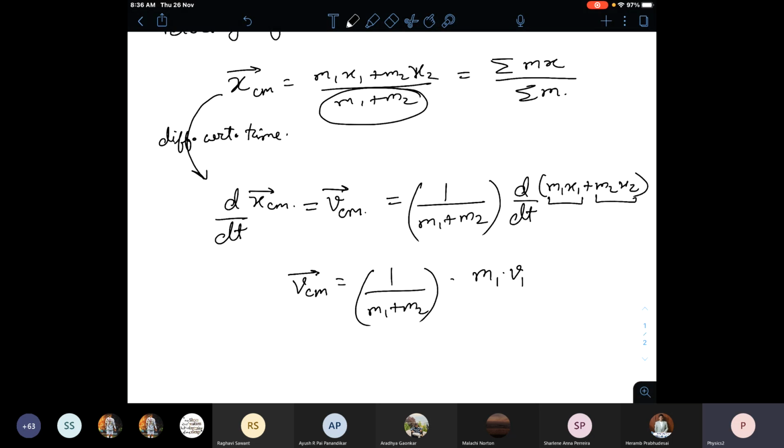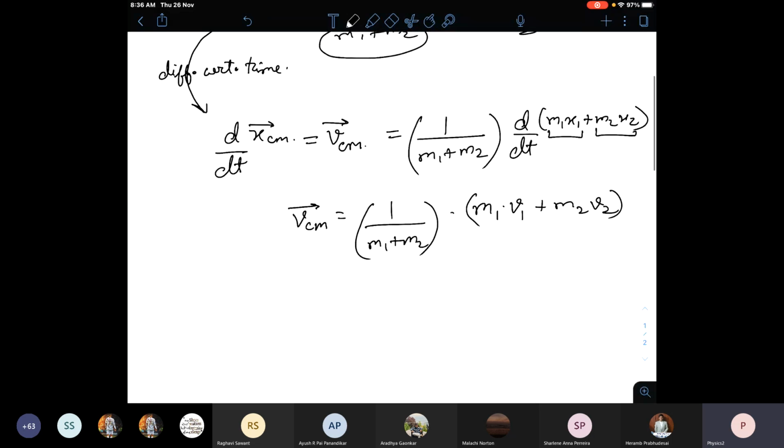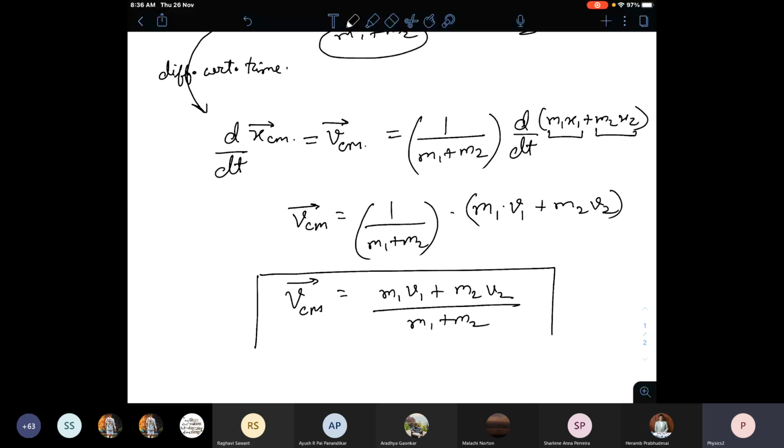Similarly, for the second term also, m2 x2, m2 is a constant, it will jump out of differentiation. x2 will be differentiated to give the velocity of the second particle. So here you can see that the velocity of center of mass has a formula of m1 v1 plus m2 v2 upon m1 plus m2. This is the formula for velocity of center of mass. This can also be written in the form of summation m v upon summation m.